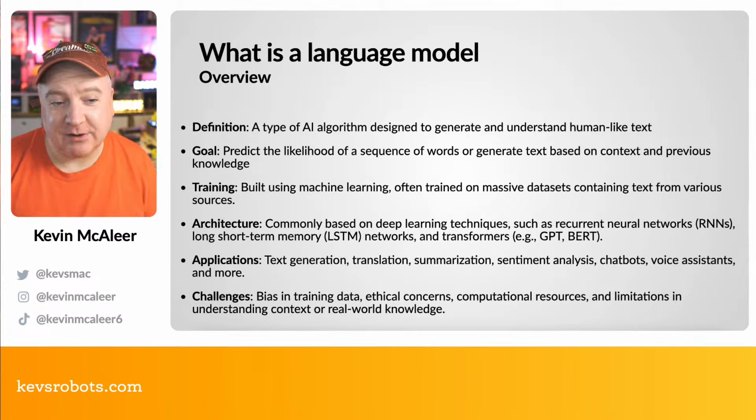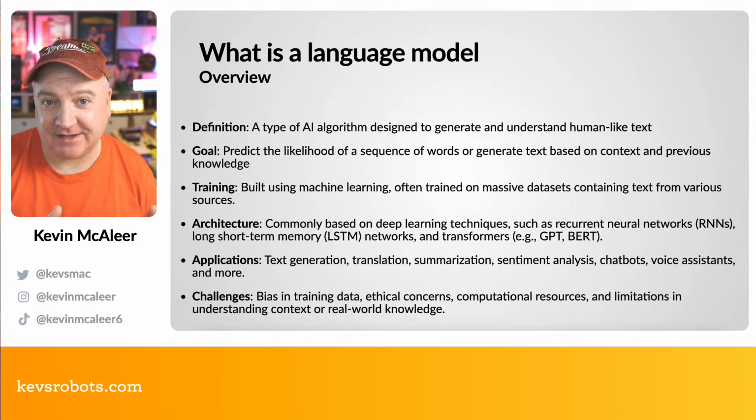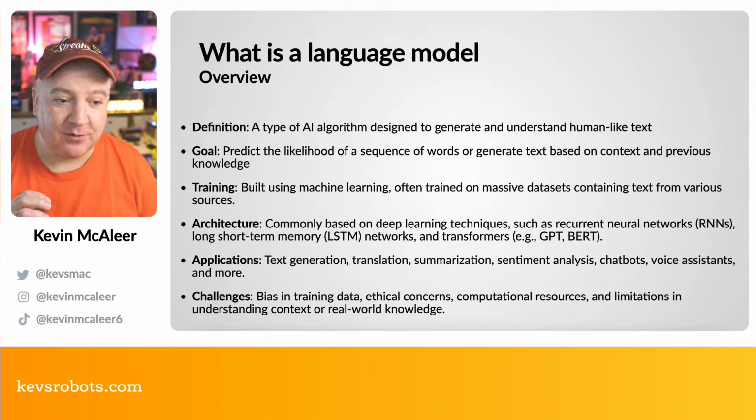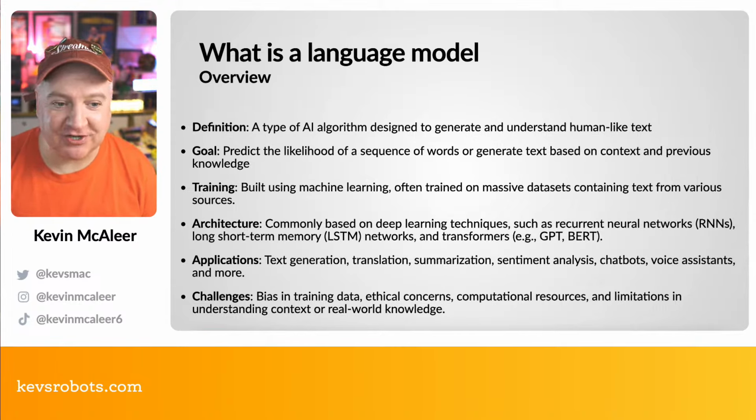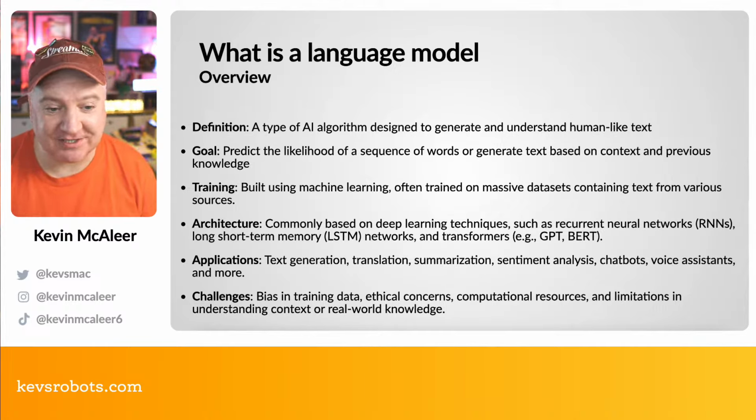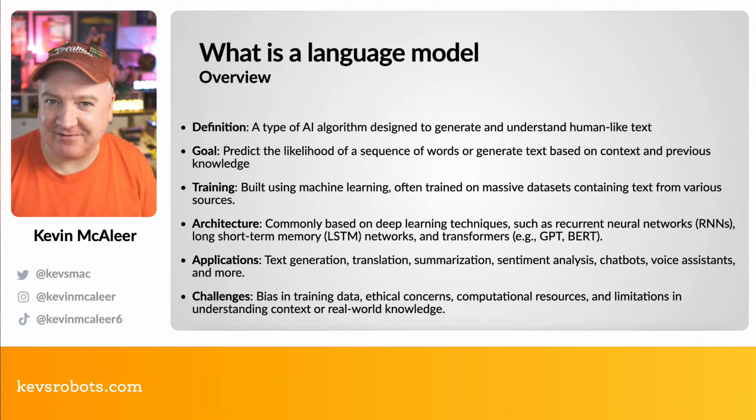And we can train language models. We can use machine learning to pass massive data sets of text from various different sources. The architecture can be based on deep learning techniques. Ours is going to be quite basic, to be honest. We're going to use these Markov chains. And you can use things such as these recurrent neural networks, RNNs, long short-term memory, or LSTM networks, and transformers such as GPT and BERT. We'll have a look at what GPT is all about in a second as well.